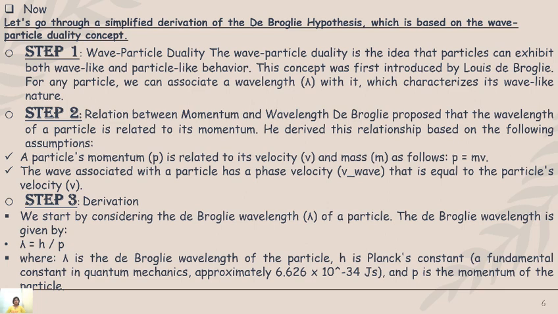We start by considering the de Broglie wavelength of the particle. The de Broglie wavelength is given by lambda is equal to h divided by p, where lambda is the de Broglie wavelength of the particle, and h is Planck's constant, as we saw in the last video. We can take the approximate value as 6.626 times 10 to the power minus 34.